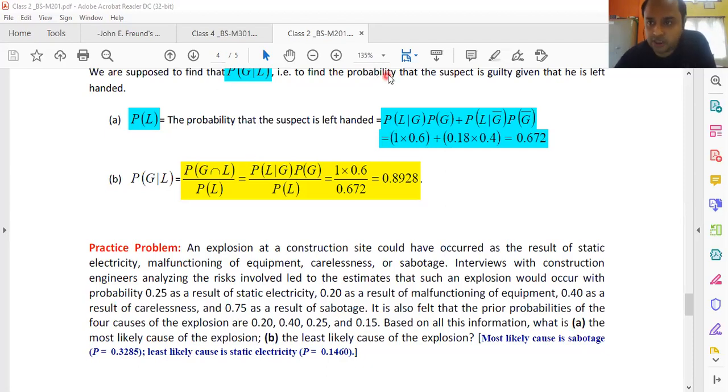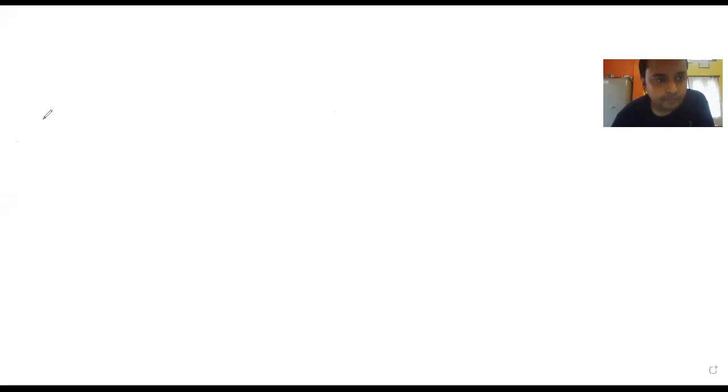So I'm stopping the share. I'm going to the board work. I think discussion of one such problem will be sufficient to understand the relevance of Bayes theorem. Now, solution.